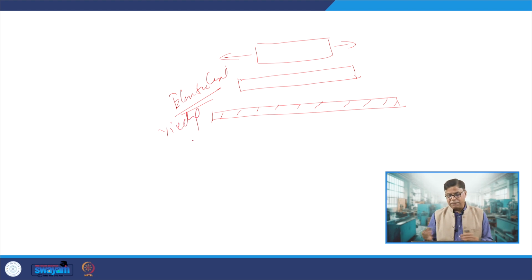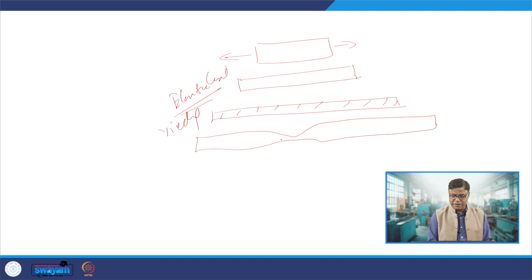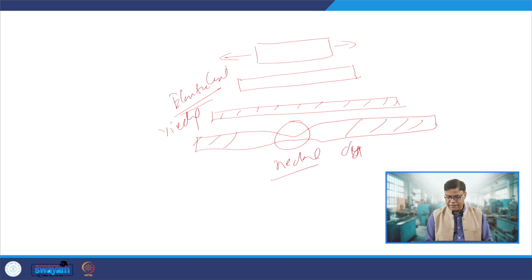If we continue to apply increasing stress, then we will see that somewhere a localized reduction in cross section starts like this, along with a localized increase in the length. This is called necking. This happens at the level of the ultimate stress, when the applied stress crosses the ultimate strength of the metal, and then eventually the material will fail. Then the fracture will occur, and we will see it at this point.